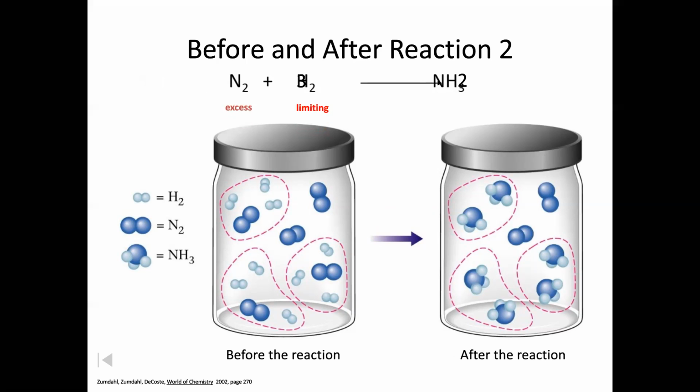The terminology that we have here is if you have extra stuff, that is excess. And if there's something that limits the total progress, that is limiting. So we have excess and limiting reactants.